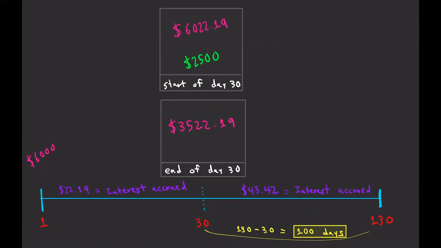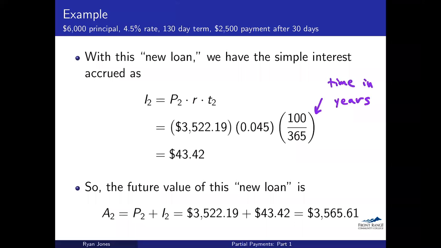So what we do is we say, hey, now we're on the date of maturity. You borrowed $3,522.19, and then this amount of interest was added to that. So what we need to do is we have to actually add that in. And if we do that, we're going to have our future value, which is the amount that was borrowed, $3,522.19, add the interest to that, and we get $3,565.61.